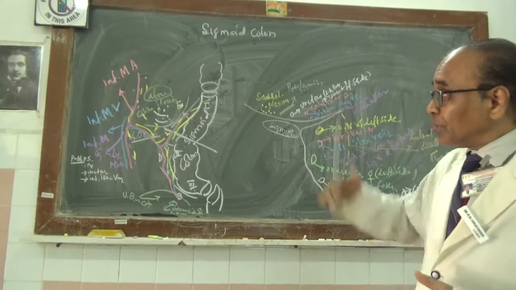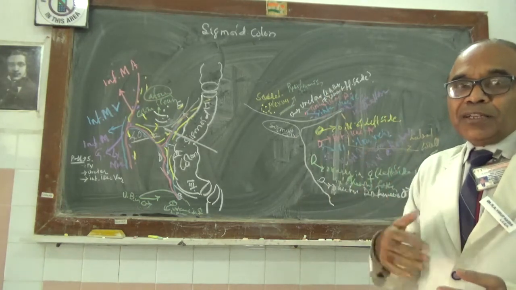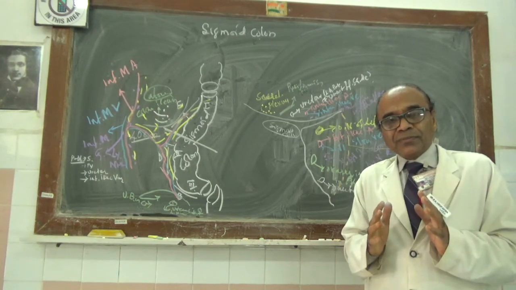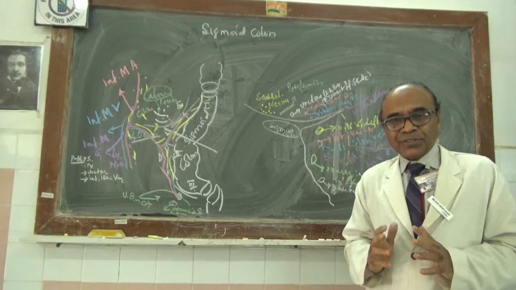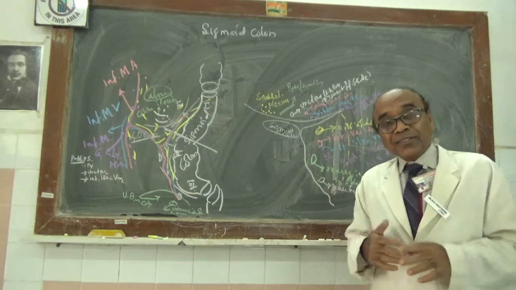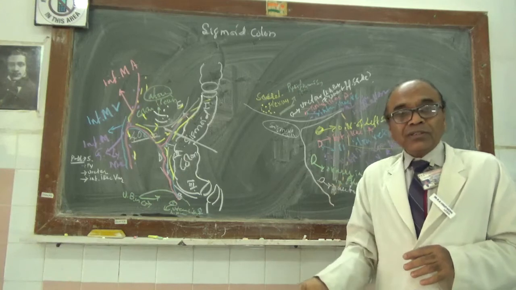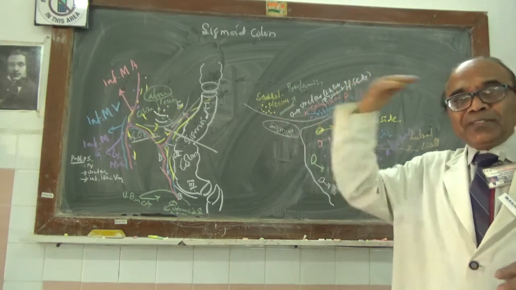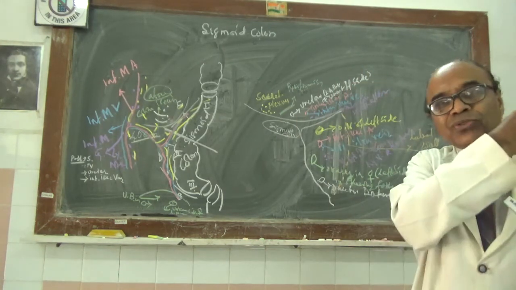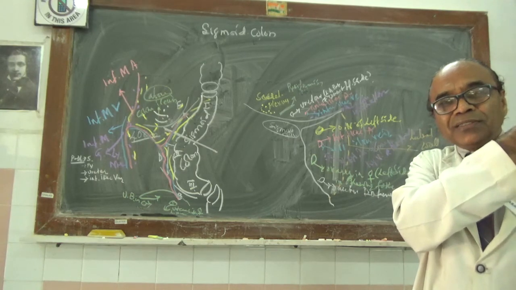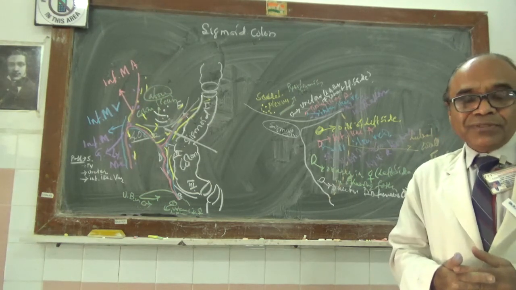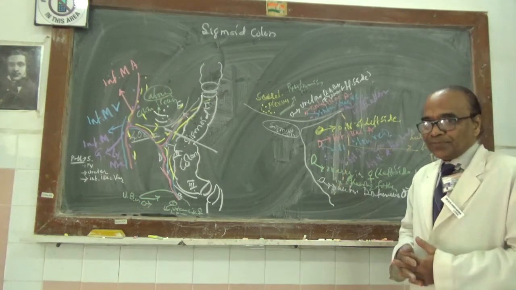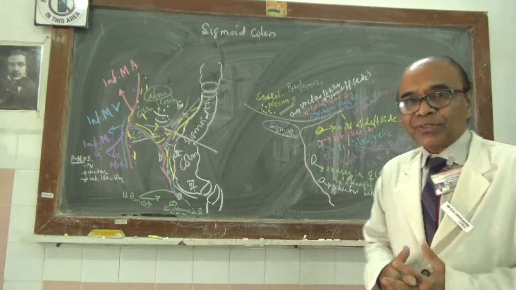Then the location-wise difference. Jejunum and ileum lie almost entirely in the lumbar region, umbilical region and the hypogastric region. While the large intestine is confined to the right iliac fossa, right lumbar region, and right hypochondriac region. From right to left it comes into the umbilical region, goes to the left hypochondriac and then the left lumbar region, and then the sigmoid will be in the left iliac fossa. So that is the location-wise difference.